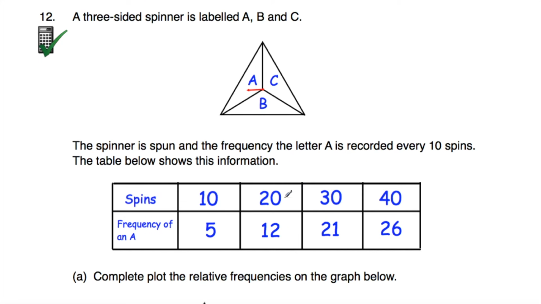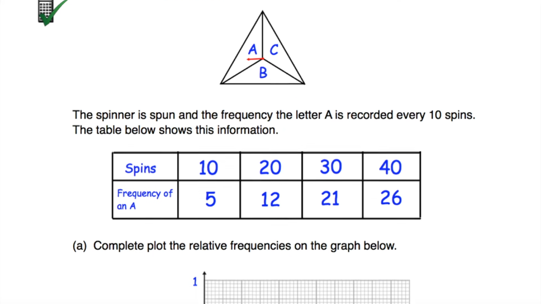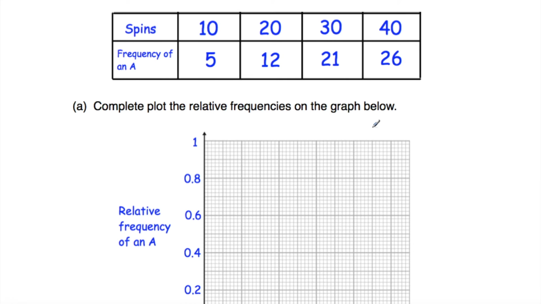After 20 spins, it landed on A 12 times altogether. After 30 spins, it landed on A 21 times. And after 40 spins, the total number of times that it landed on A is 26 times. And part A says, plot the relative frequencies on the graph below.